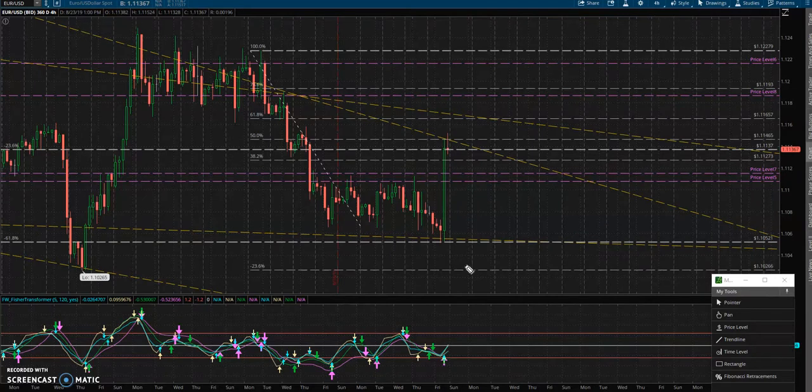I'm on the 4 hour. You can see that we had a buy trigger right here on the Fisher transformer, and right at this level, you can see that we have the negative 26, a negative 61.8, and the bottom of that trend line. So that was a really good move. Obviously, we couldn't get into it because it's Sunday afternoon, so didn't get into it. But let's see what we can do this week.